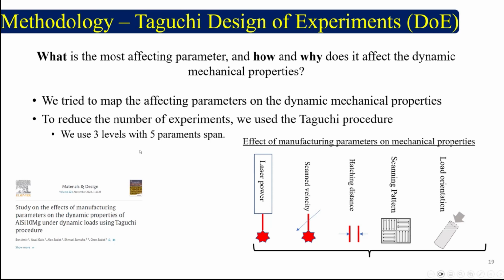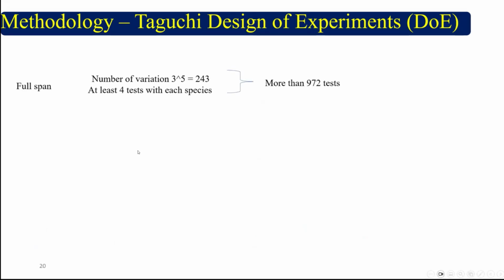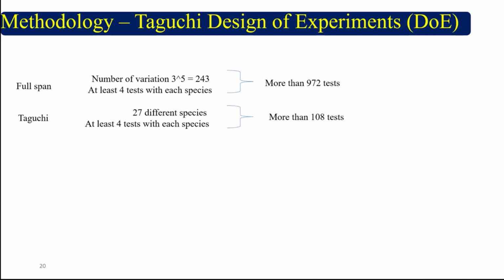So if we do 5 parameters, 3 levels each, and we have to do repetitions, we get around 1,000 experiments. However, if you use the Taguchi design of experiments, which is the one we are using, we only have to do 27 sets of experiments, and if we do repetitions, we only have 100 experiments, which is still a lot, but it's manageable.